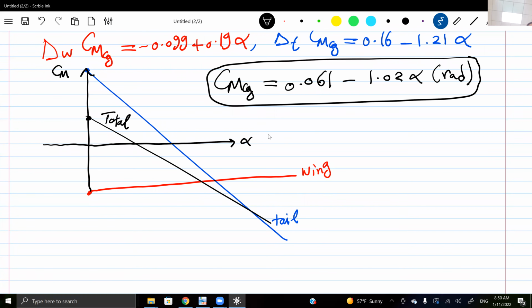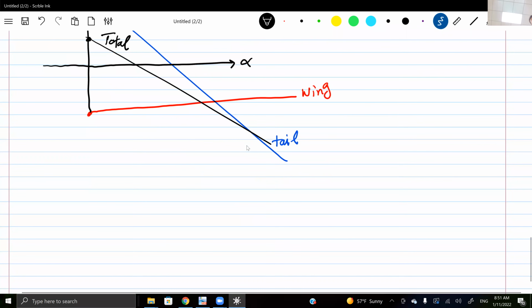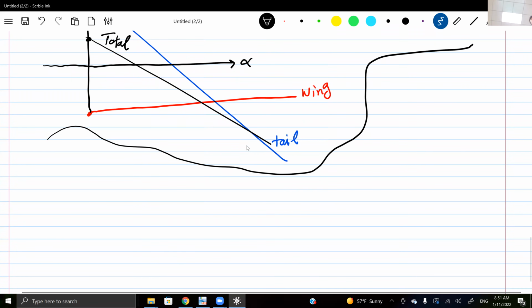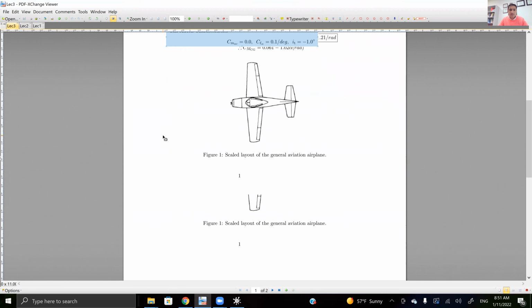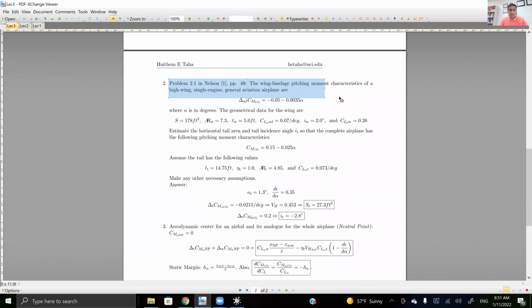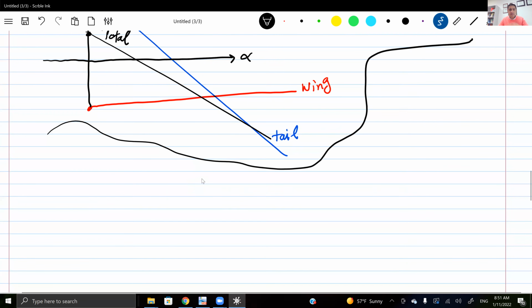But sometimes, as a designer, you're given the wing characteristics and you're required to design a tail to make the entire airplane satisfactory, right? This is the typical problem. So we're going to have this problem now. This is actually, again, in the lecture notes, lecture 3. Okay, so this is the problem.